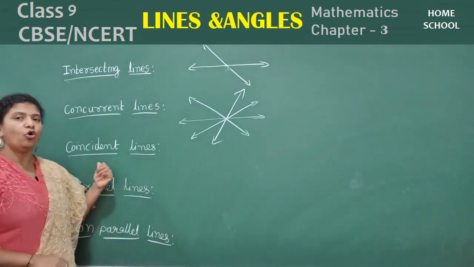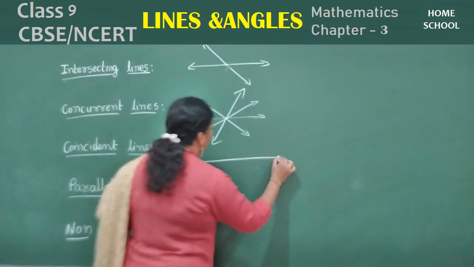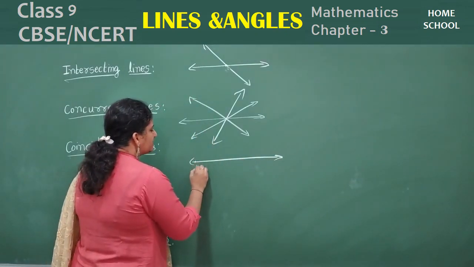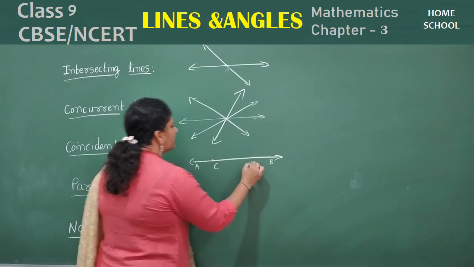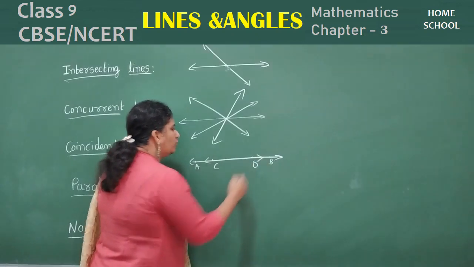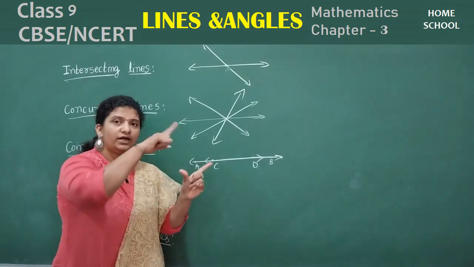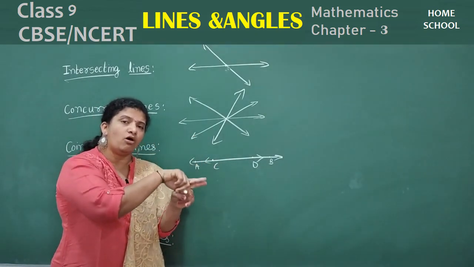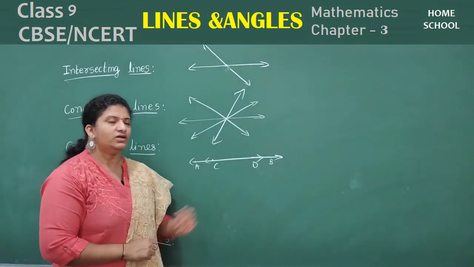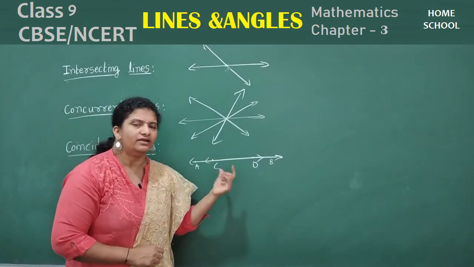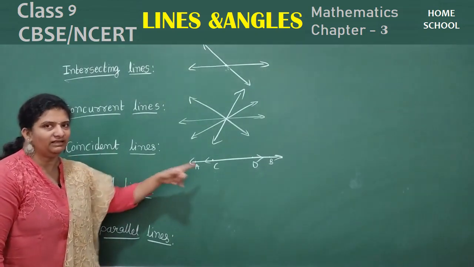Next, coming to coincident lines. What do you mean by coincidence, children, here? Suppose let me take a line here. Okay, suppose let this be line AB. If I say there is one more line CD, two lines, look here. One more small line, can you see here? CD, big line AB. The two lines are overlapping on one another. Two lines are lying on the same line, right? So, two lines are there in a single line. That means we call those types of lines coincident lines.